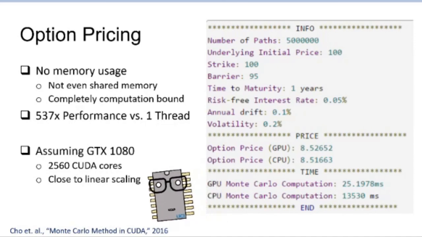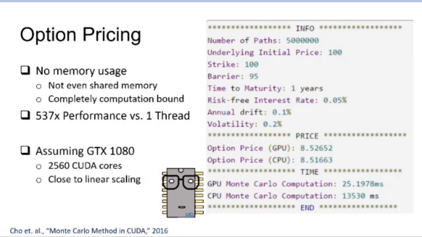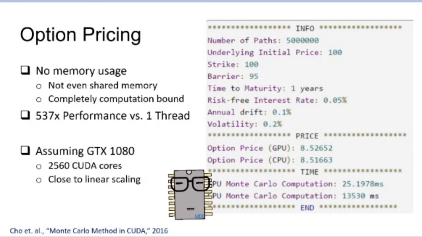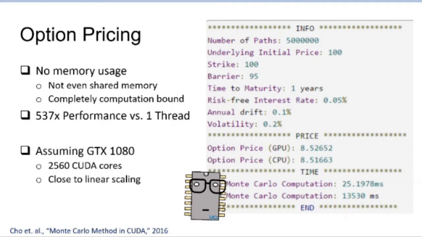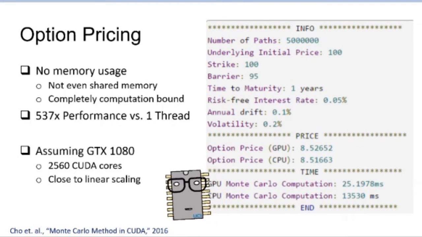I can't say for sure because I haven't actually looked at this code, but I'm sure even for this option pricing approach, there were some architectural caveats they needed to work around to actually get this linear scalability, to remove things like intra-warp control divergences and things like that. But once we take memory out of the picture, something like this becomes attainable, I guess, is the bottom line.